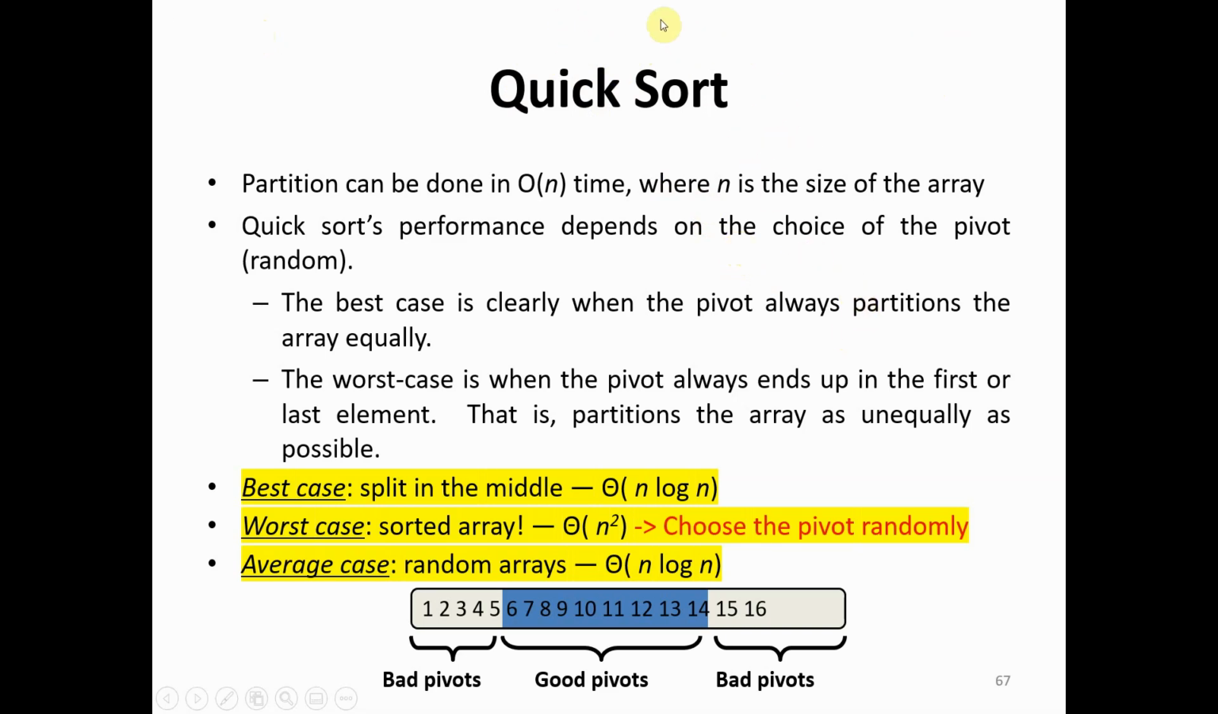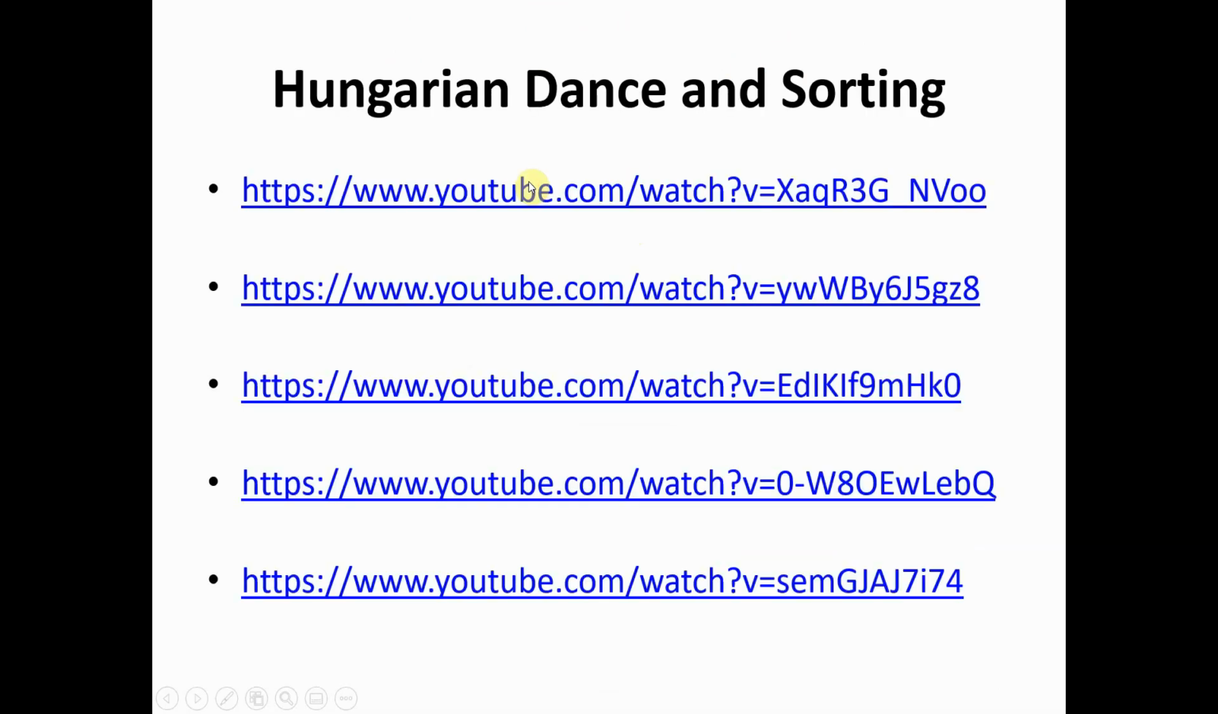What's the advantage of choosing the median number? Once you choose the median number, your two subarrays would end up being almost the same size. Okay, so this is what quicksort is.